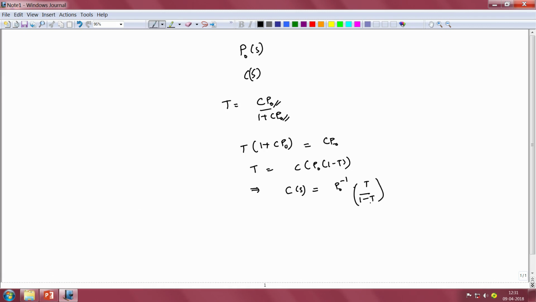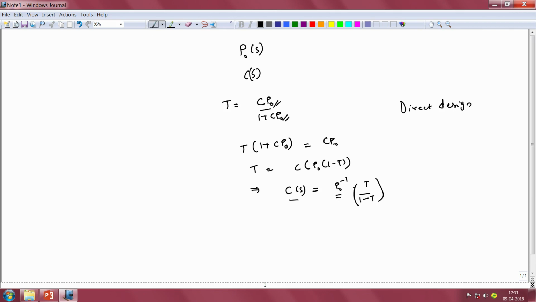So, this simple strategy of synthesizing the feedback controller by assuming that we know what transmission function T of S we already want is called direct design. And what is quite unsurprising here is to note that our controller transfer function C of S has P naught inverse as one of the terms and that multiplies T by 1 minus T.